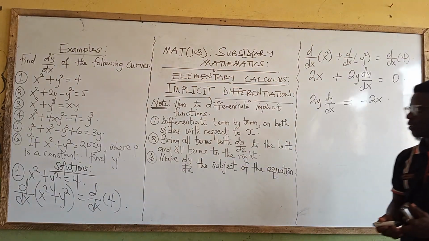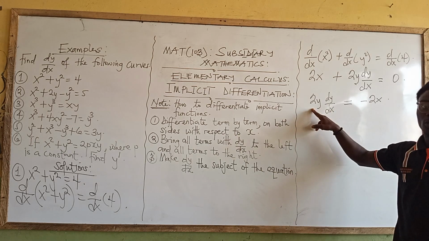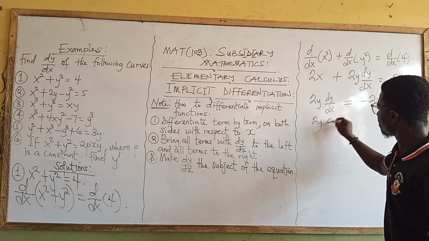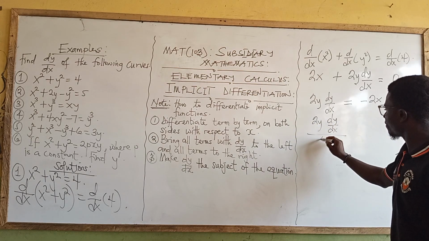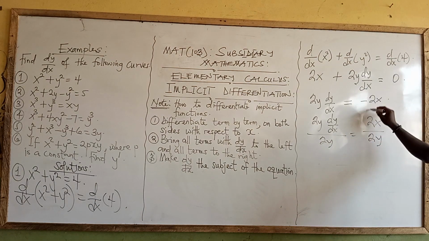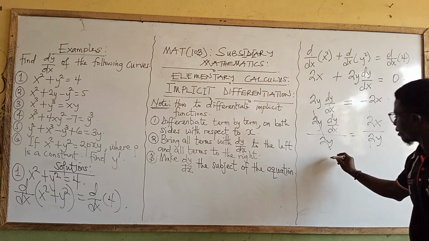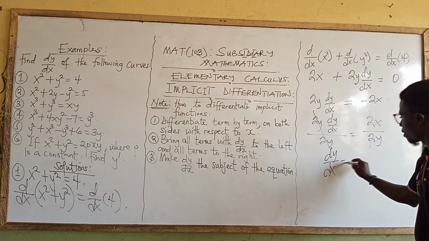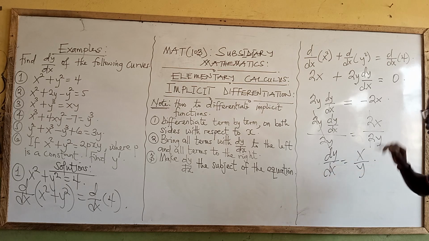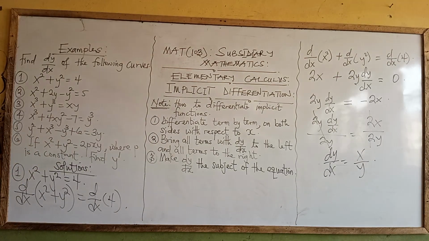Right. So now what do we do? We make dy over dx the subject of the equation. So we divide both sides of the equation by 2y. So I get 2y dy over dx divided by 2y equals negative 2x divided by 2y. You can see that this cancels out. So I get my dy over dx, which must be equal to negative x over y. Very, very simple and very, very trivial as well.